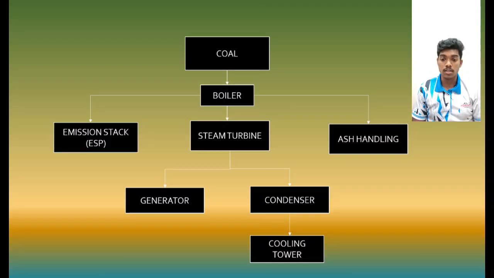The hot cooling water is then cooled down in the cooling tower before recirculation. Meanwhile, the electrostatic precipitator removes dust and ash from flue gases before releasing them through the emission stack, helping reduce pollution. The ash handling system collects and disposes of the remaining ash safely. Overall, this plant converts the chemical energy of coal into electricity efficiently while maintaining environmental control through emission and ash handling systems.